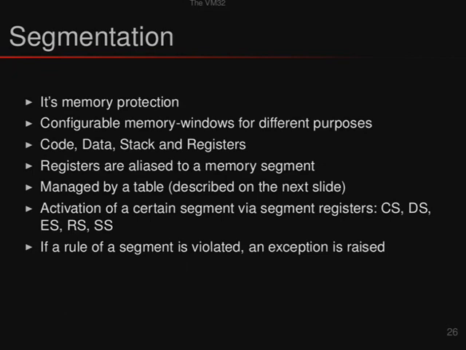And I have a segment for code, for data, for stack, and for registers, because registers are actually not really registers, but they are aliased into memory. Why that is, later. And you can activate those segments by just selecting a segment with several control registers: CS, DS, ES, RS, and SS. For the code segment, the data segment, the extra segment, the register segment, and the stack segment. If you're familiar with the 8086, then you know already these registers, because they're named the same. There is just no register segment.